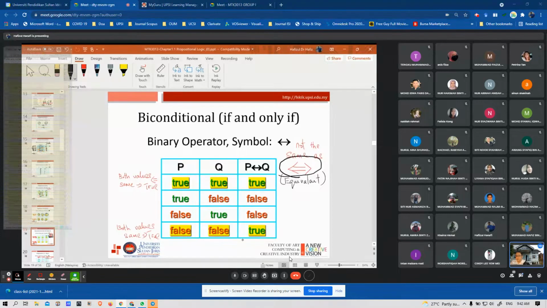Yang ni simbol ni kita gunakan untuk proposition ni. Nanti untuk equivalent yang ni kita akan gunakan untuk apa? Predicate. This one we use for predicate. This one we use for the connective. Okay, it is different. Okay, yang ni kalau dua-dua is true, is equivalent to true lah. Okay, kalau yang ni same as false pun sama juga, dia akan jadi true lah. Equal to true, false, true, so on lah.